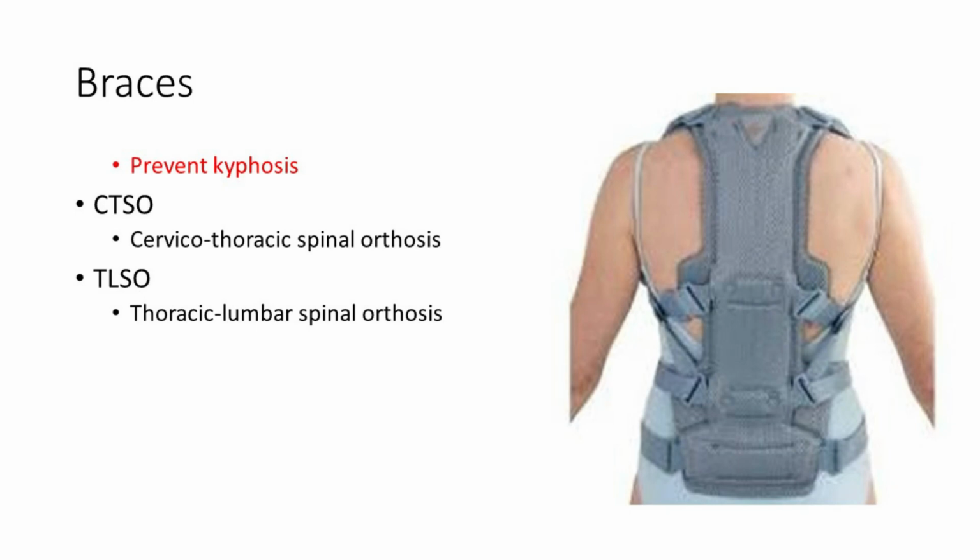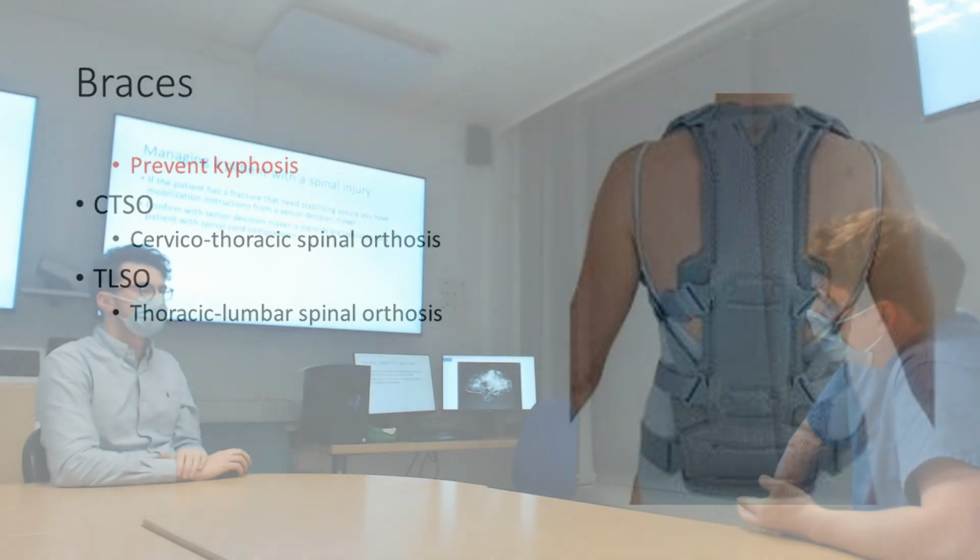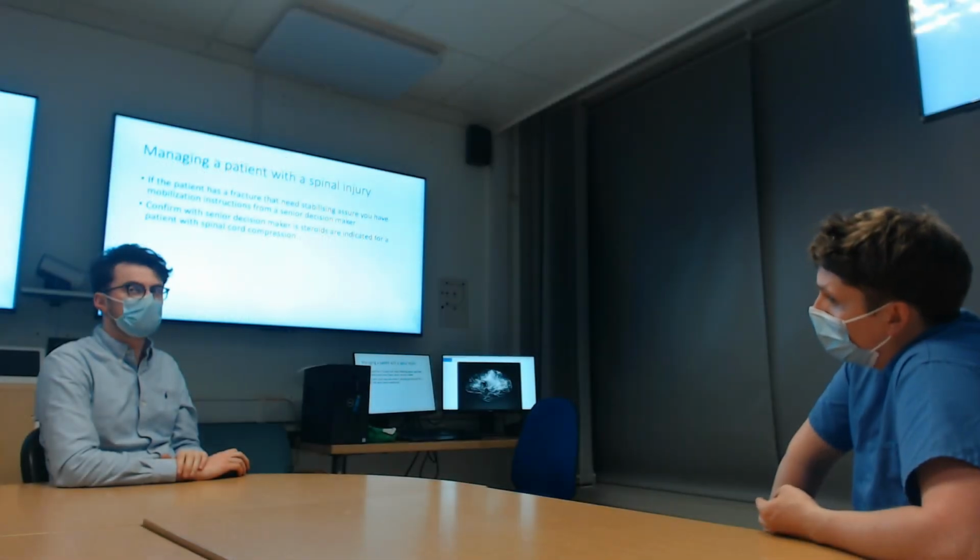And then also there's the braces, so they're really there to prevent kyphosis, and you can get cervicothoracic ones or thoracolumbar ones as well, often just put as CTSO or TLSO braces, and they're quite common in patients who have got a stable fracture but that might kyphose. And then the other option is surgical, where you go in and put metalwork.